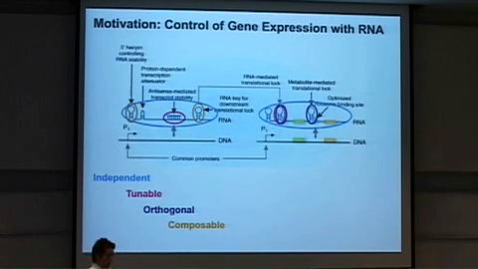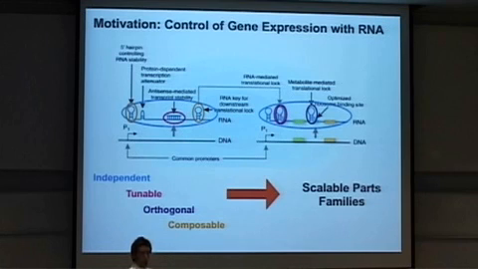And then composability is a real key property here. So in this case, I had two different elements, each performing a distinct function on the same physical molecule. And that allows us to hopefully predictably combine functions together to create new functions and build circuits out of. So kind of the confluence of all these four properties really lead to scalable parts families. These are parts that you could really, truly, well, hopefully, in a predictable way, pull them off the shelf and put them together to build bigger and bigger circuits.